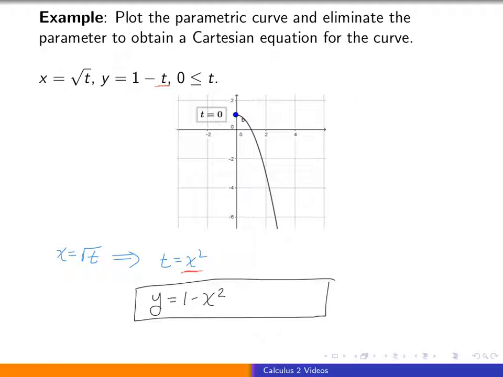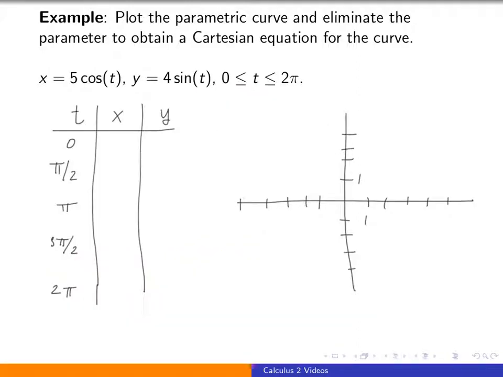Now, a careful observation that we have to make is that when we have written down x equals the square root of t, the assumption here is that since t is bigger than or equal to 0, and x is equal to a square root, we know that x is bigger than or equal to 0. So for this final equation that we've come up with, there is a domain that goes with it. It's the portion of the curve y equals 1 minus x squared with x bigger than or equal to 0.